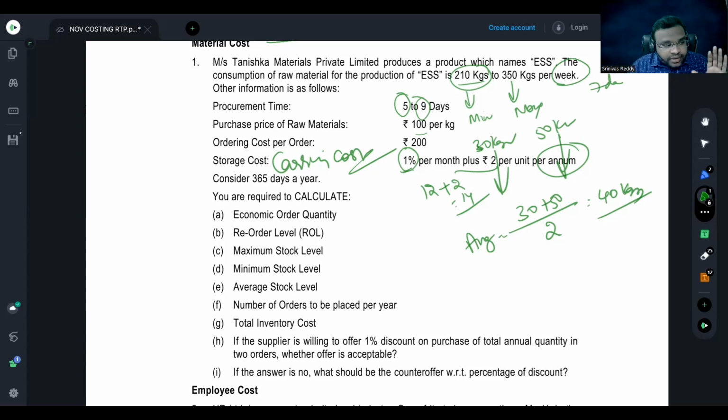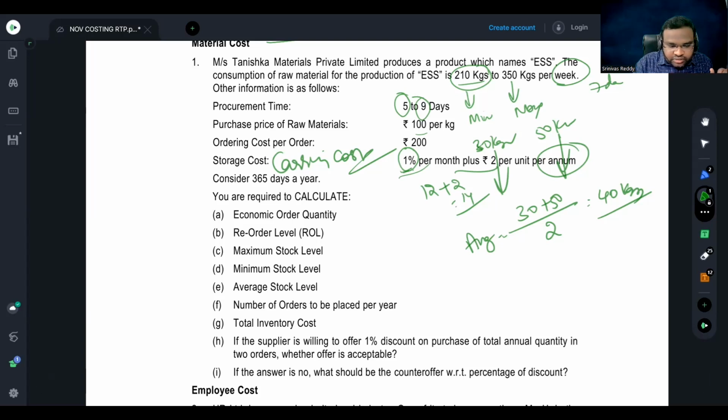The answer is no. What should be the counter offer with respect to percentage of discount? For example, by giving 1%, it is not meeting your existing cost. That means the cost is more than your existing cost. Now, what is your option? Your option is to give more amount of discount. Now, it could be 2%, could be 2.5%, it could be 3%. That we need to calculate. So, a beautiful question covering your EOQ concept, and that too EOQ with carrying cost, new example, and understanding the inventory levels, and third one is how much discount to be offered if 1% is not acceptable. Okay.